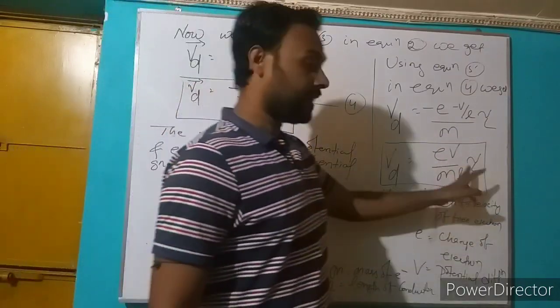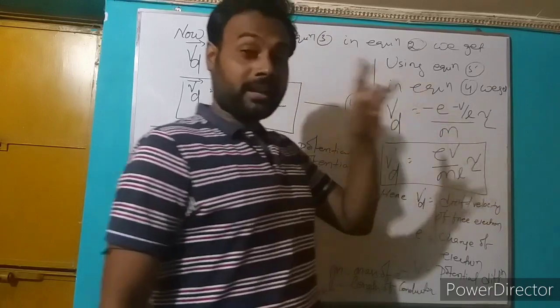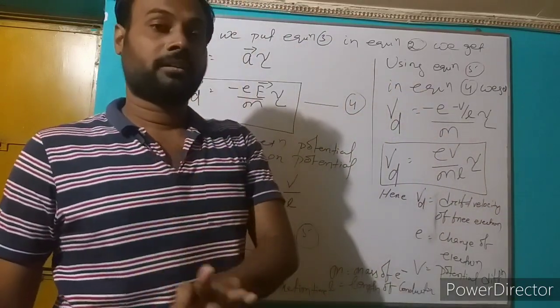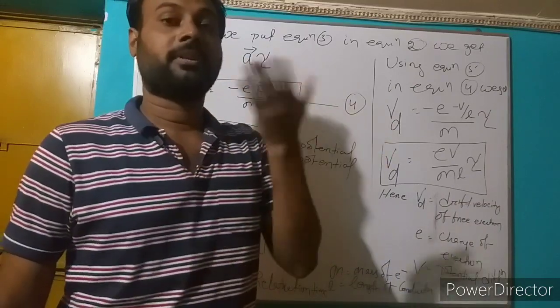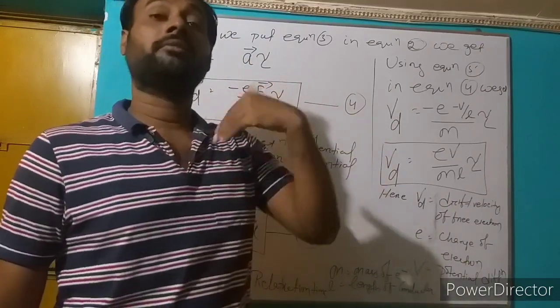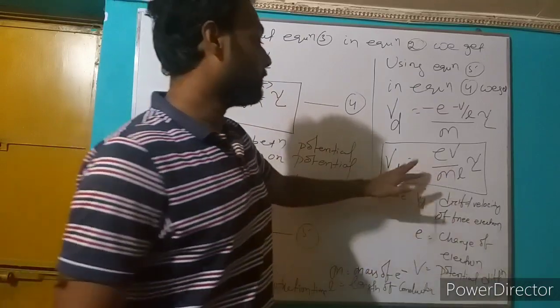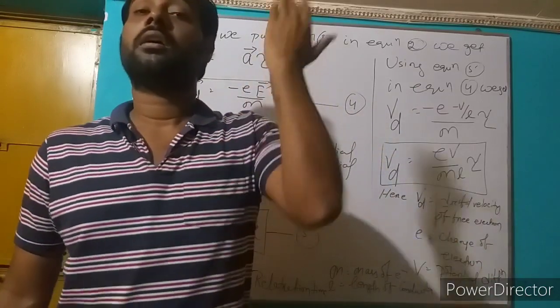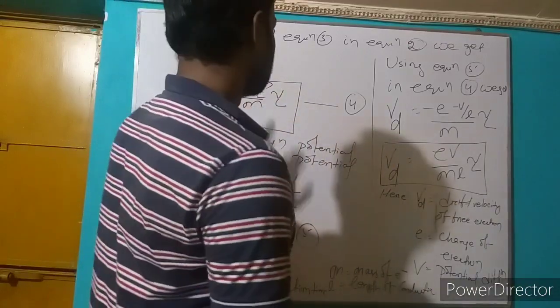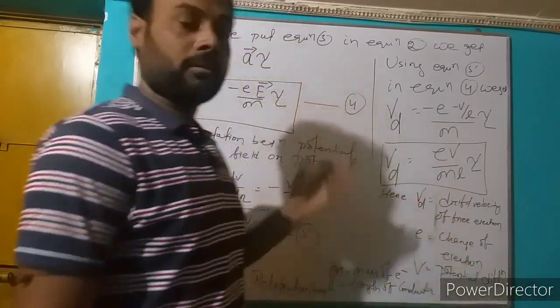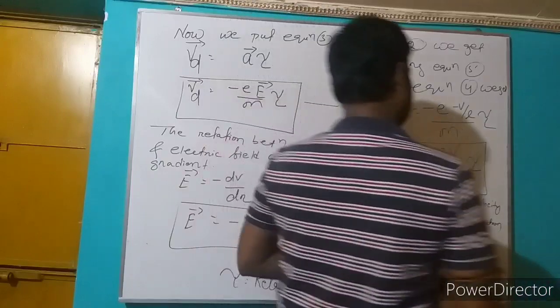That's why at a particular given temperature, relaxation time remains constant. Otherwise, it decreases when you increase the temperature, so the drift velocity also decreases. Is it clear? So this is all about drift velocity.